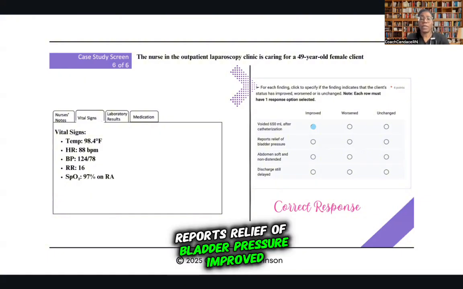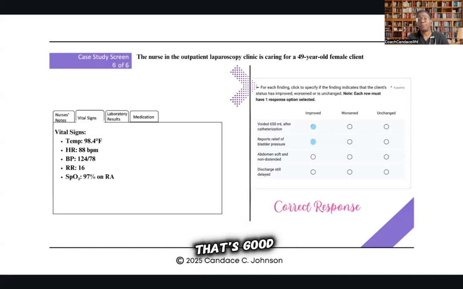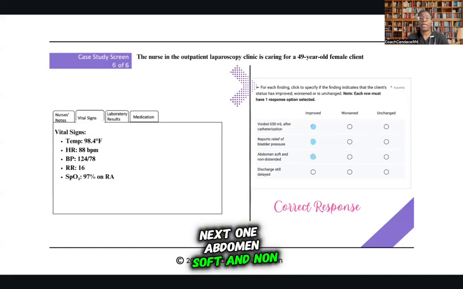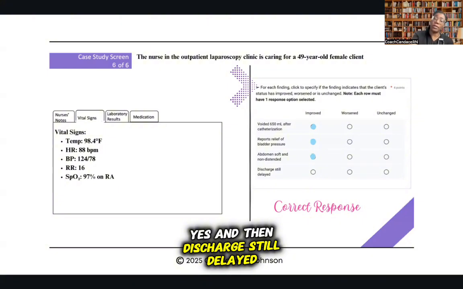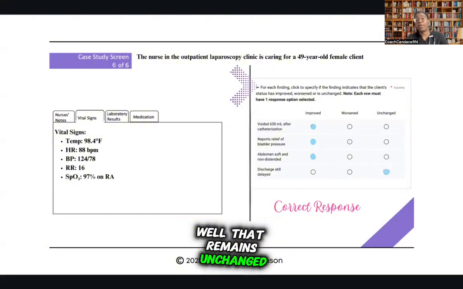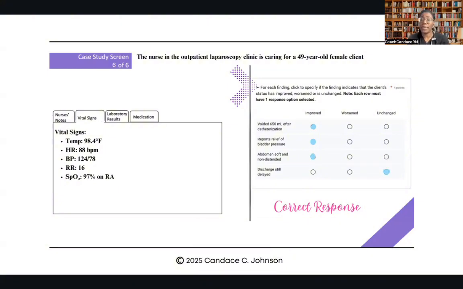All right, reports relief of bladder pressure: improved. That's good. All right, next one, abdomen soft and non-distended: improvement, yes. And then discharge still delayed. Well, that remains unchanged.